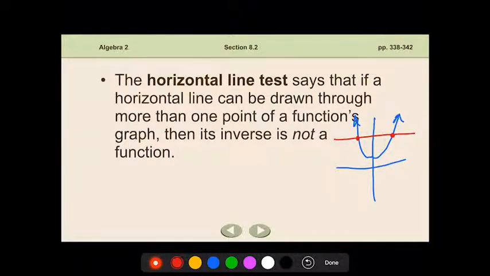So the horizontal line test told us, again, if I were to graph the inverse, it would look like this. We know that doesn't pass the vertical line test. Well, we could have known that at the very beginning because of the horizontal line test. If a graph does not pass the horizontal line test, then you immediately know that its inverse is not a function. And that's what this is illustrating.